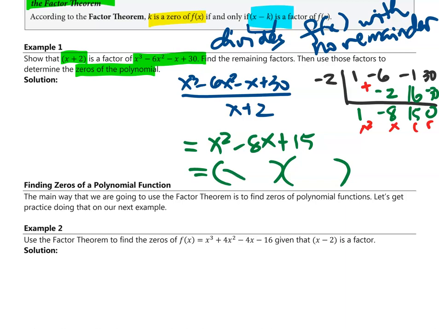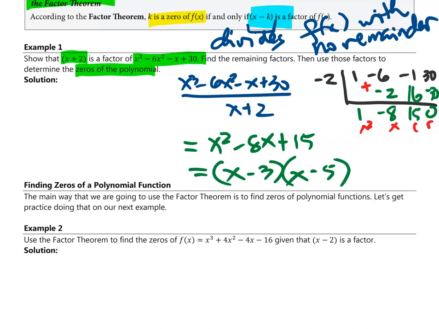The factors of x squared are x and x, and then this is positive 15. Find two numbers that when you multiply is positive 15 and when you add is negative 8. What are those two numbers? Yes, that's correct. Negative 3 and negative 5. Negative 3 times negative 5 is positive 15. Negative 3 plus negative 5 is negative 8.